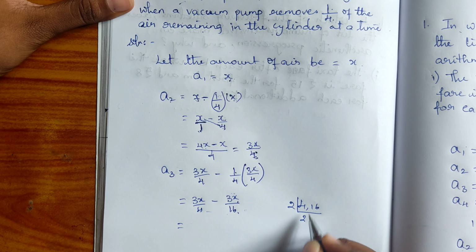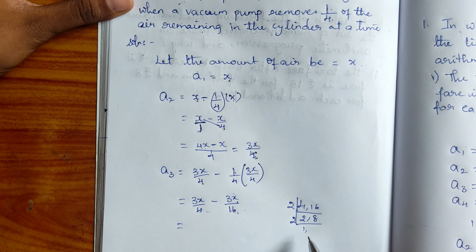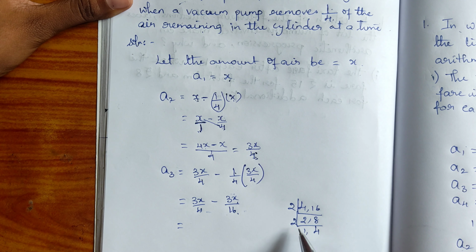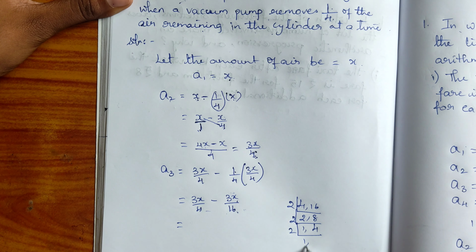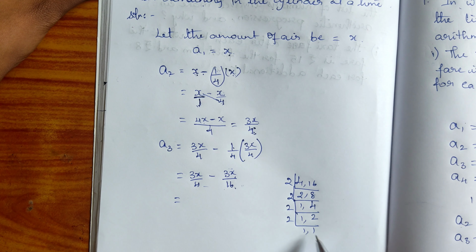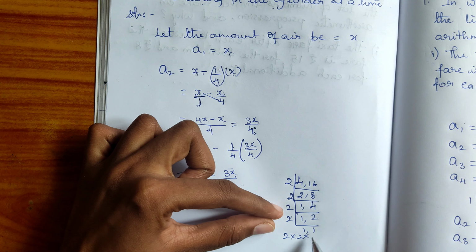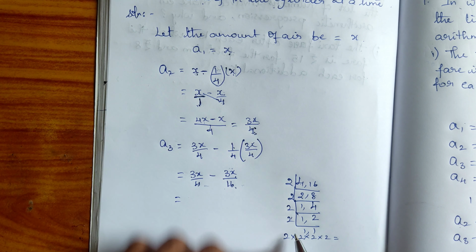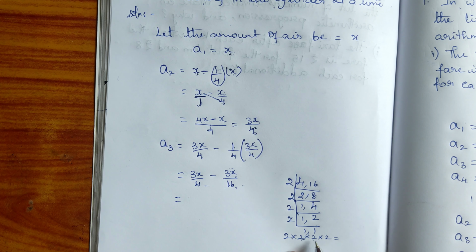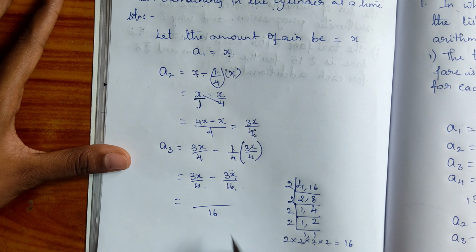So 2 2s are 4, 2 8s are 16, 2 1s are 2, 2 4s are 8. Into 1 as it is, 2 2s are 4. Finally you have 2, so 2 1s are 2, 2 1s are 2. So we got 2 into 2 into 2 into 2. Multiply this: 2 2s are 4, 4 2s are 8, 8 2s are 16. So 16 is the LCM.